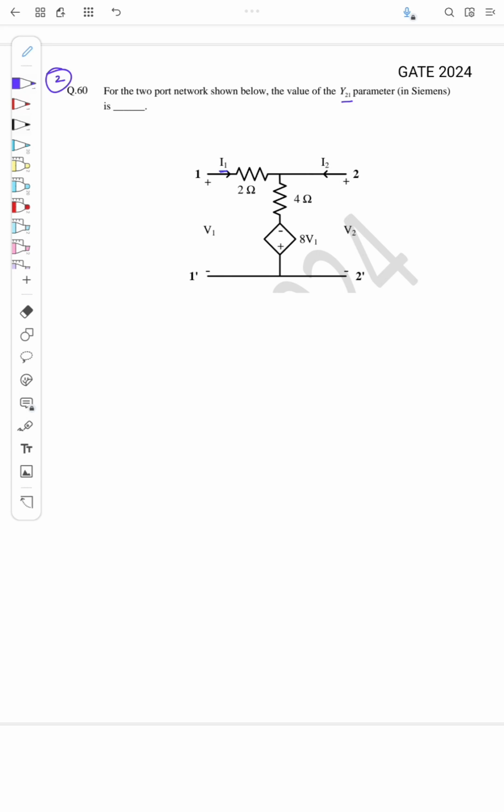So this is the current input I1 and V1 at the input port, and I2 is the current through output port, and V2 is the voltage at the port 2, right? So the Y parameter equations are I1 equal to Y11 V1 plus Y12 V2, and I2 is equal to Y21 V1 plus Y22 V2. So the question is to find this value Y21, right? So we'll analyze here. So if we see this two-port network carefully, this node voltage is actually equal to V2, right? Okay, and this node voltage is V1.